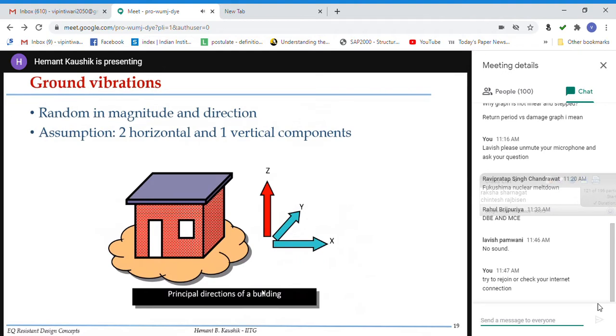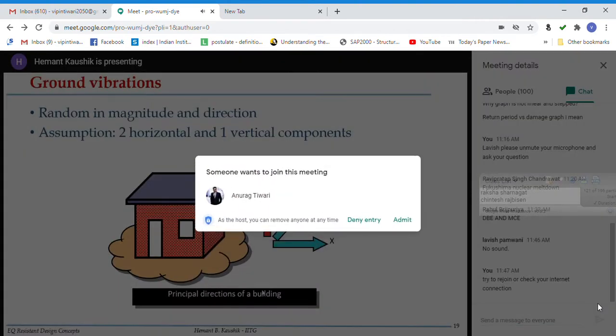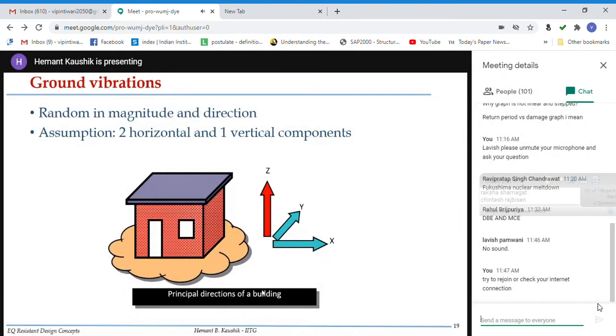Now, ground vibrations are random in magnitude, and like I said yesterday also, even if you have a perfectly symmetric structure, your ground motion direction may not be symmetric, it may be random. So there is always a case of unsymmetry.